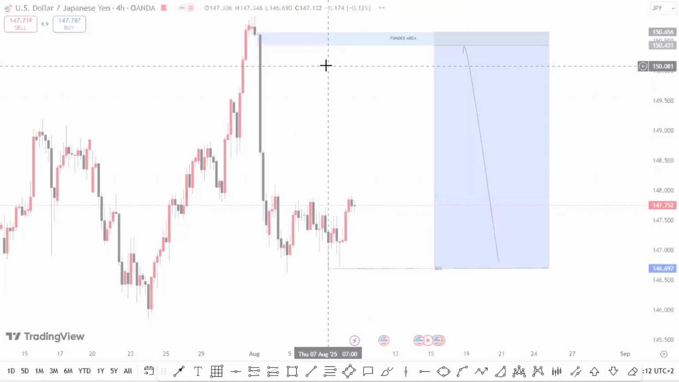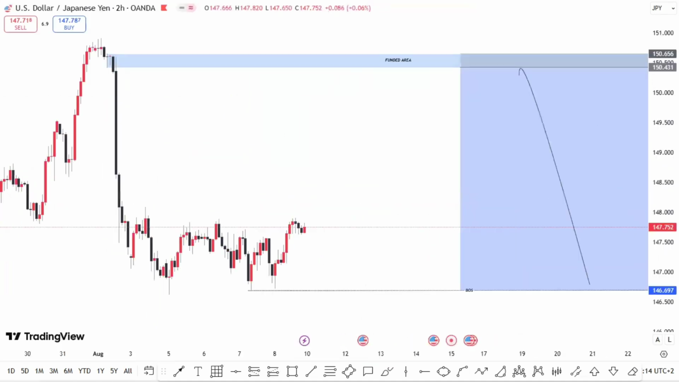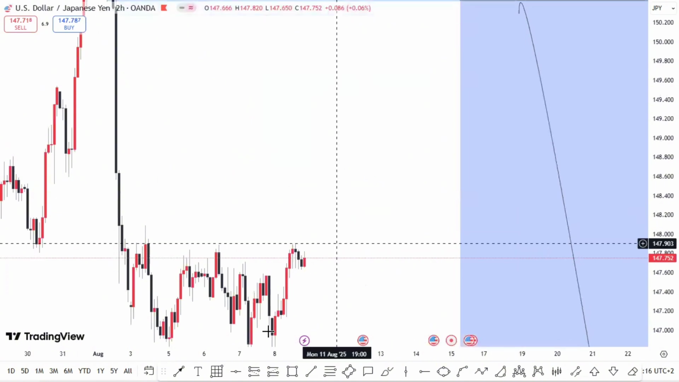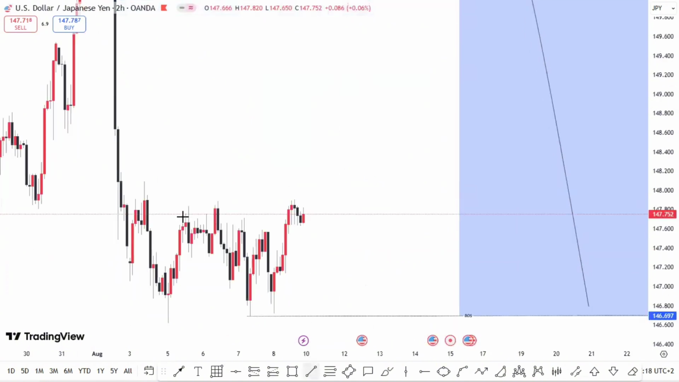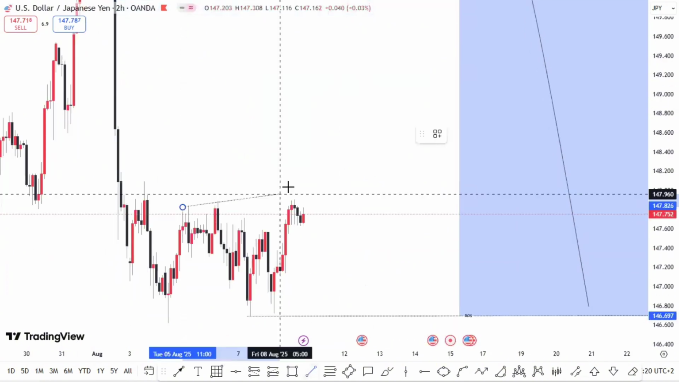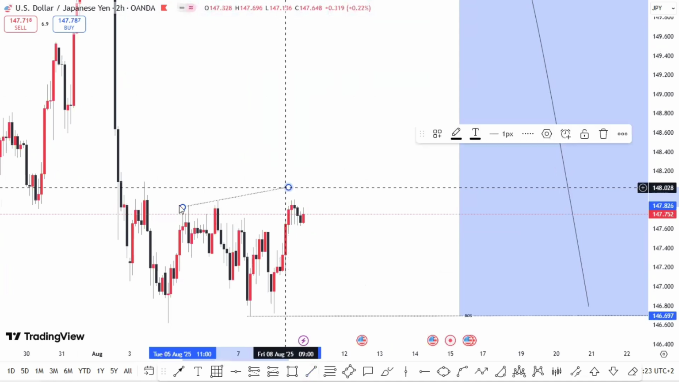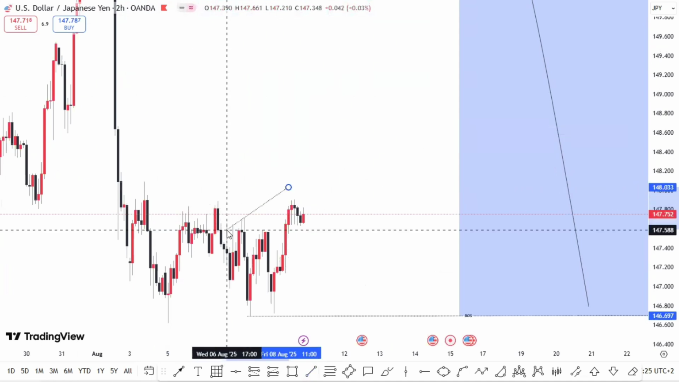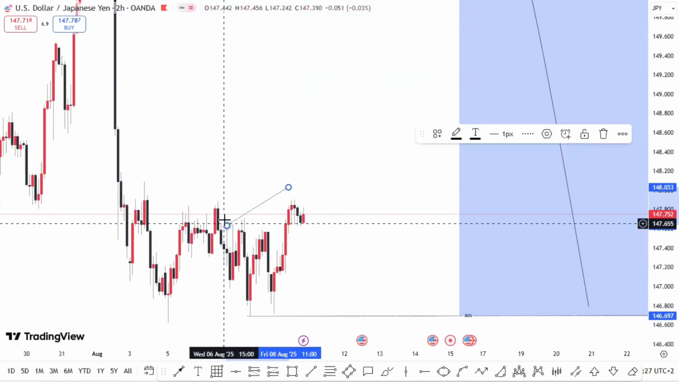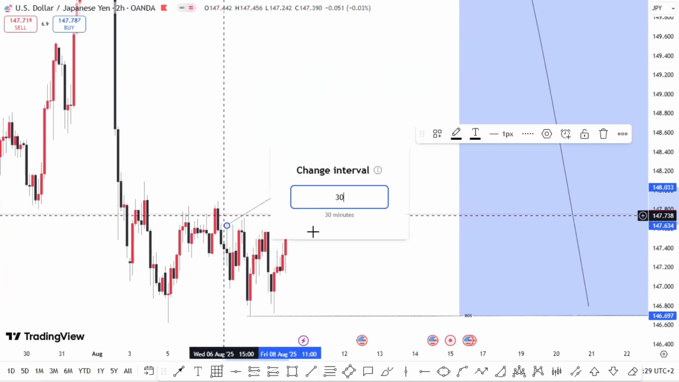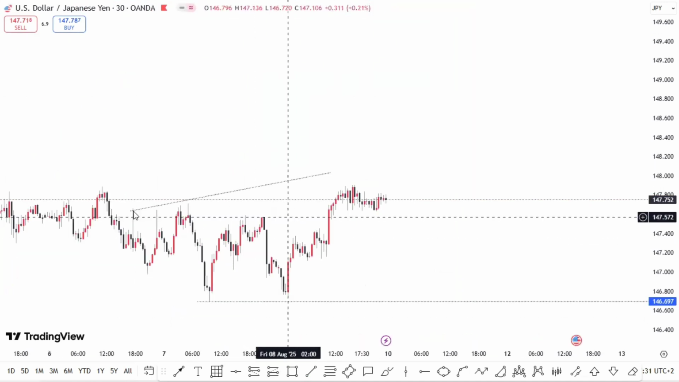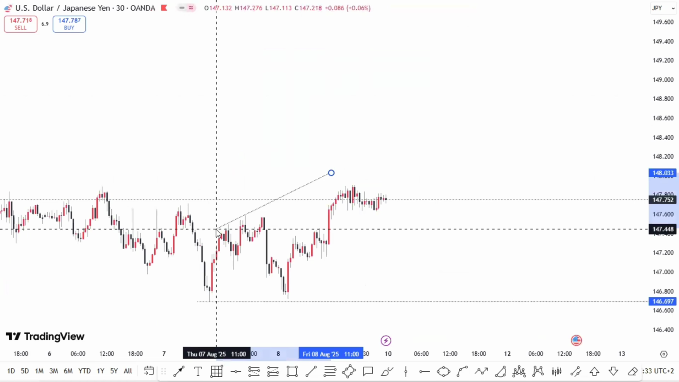Okay, so from H2, let's see what we can see here. Okay, trendline liquidity. Let's try to identify one here. Trendline liquidity. Okay, 30 minutes time frame. Let's see what we have.